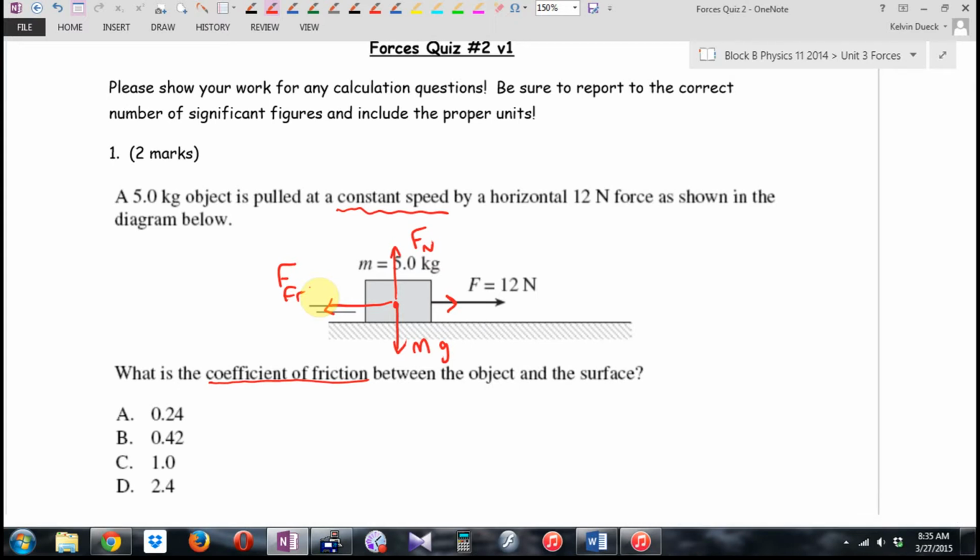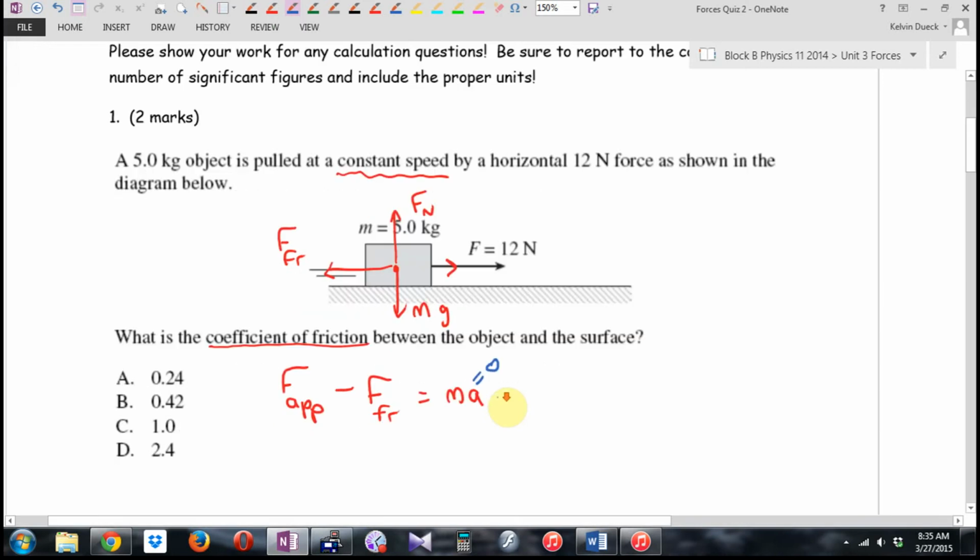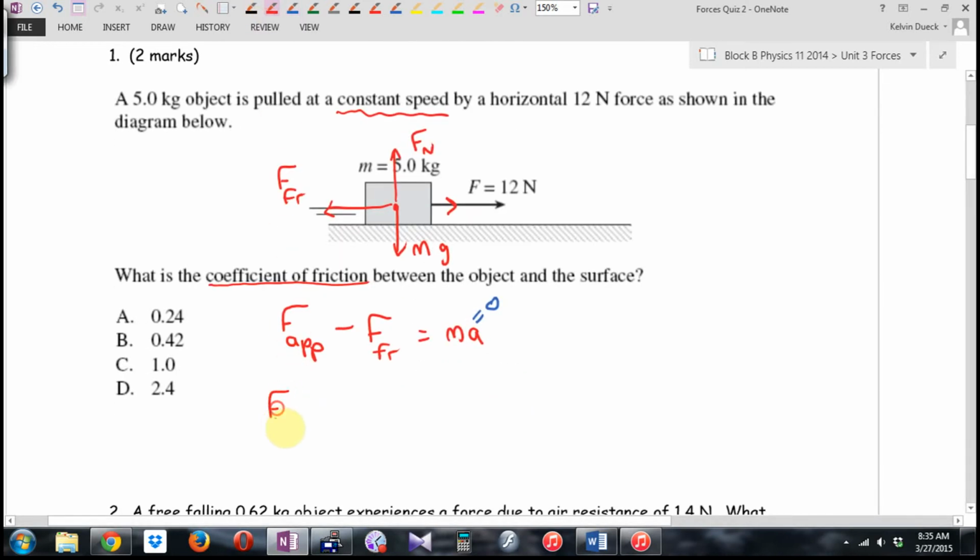But if you didn't see that, you might have gone like this. Applied minus friction equals ma. You might have done that, and that's not wrong, but then you would say because it's a constant speed, a is 0. So what you would really end up with is, or if you were really clever, you might have just plussed the friction over to this side, and if you did that, you'd get that. And some of you may have gone there right away, to which I say, great.